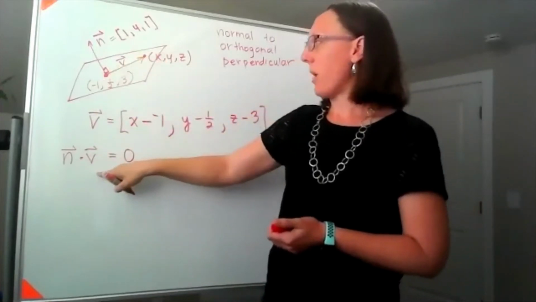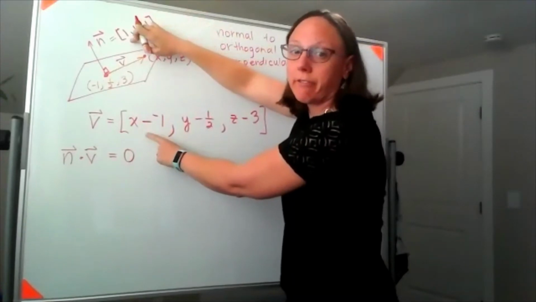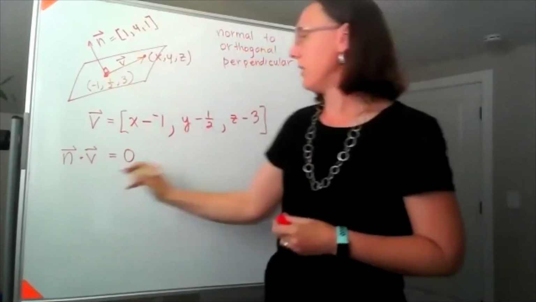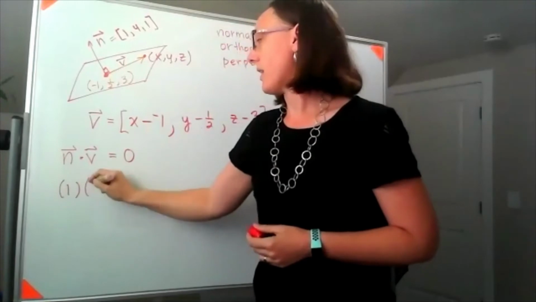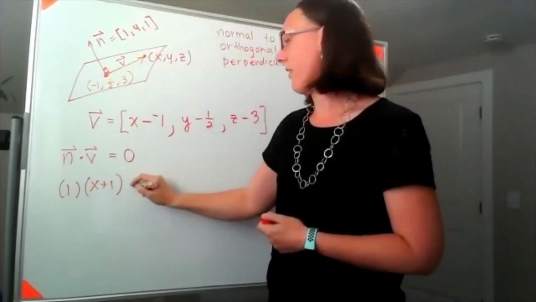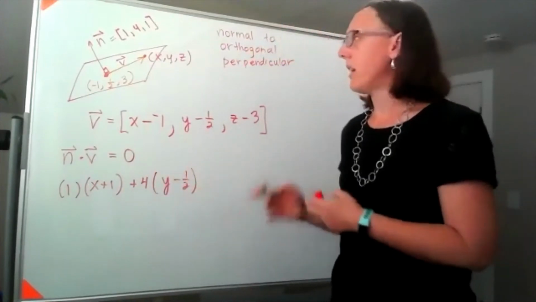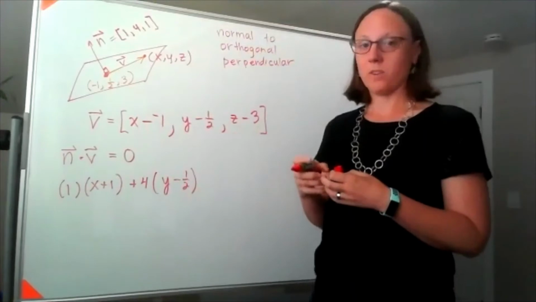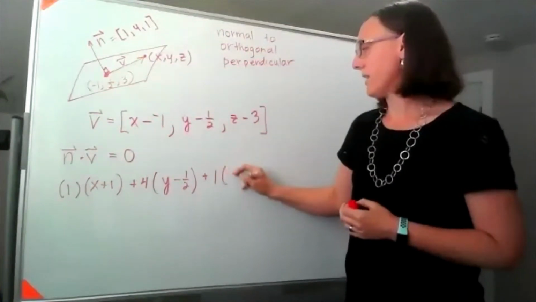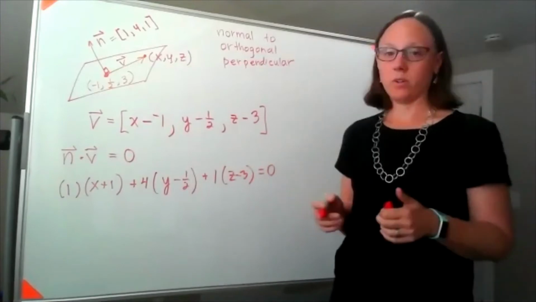So taking the dot product, I need to multiply my two i hat components, or the first components of the vector, together. So I'd have 1 times x plus 1. Then I'll multiply my second components together. So 4 times y minus 1/2. And then my third components together. So 1 times z minus 3. And set that equal to 0.